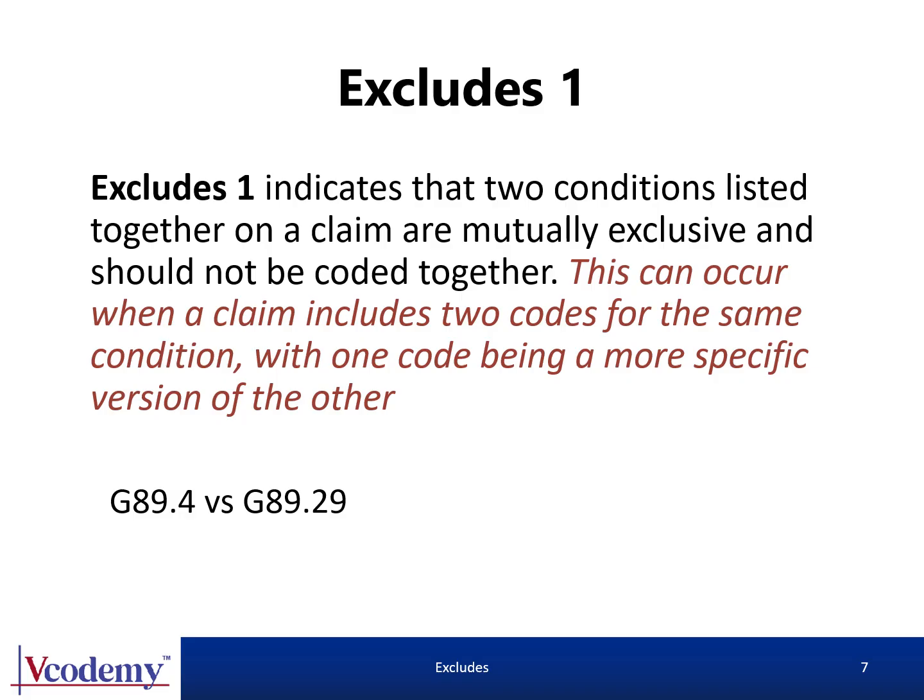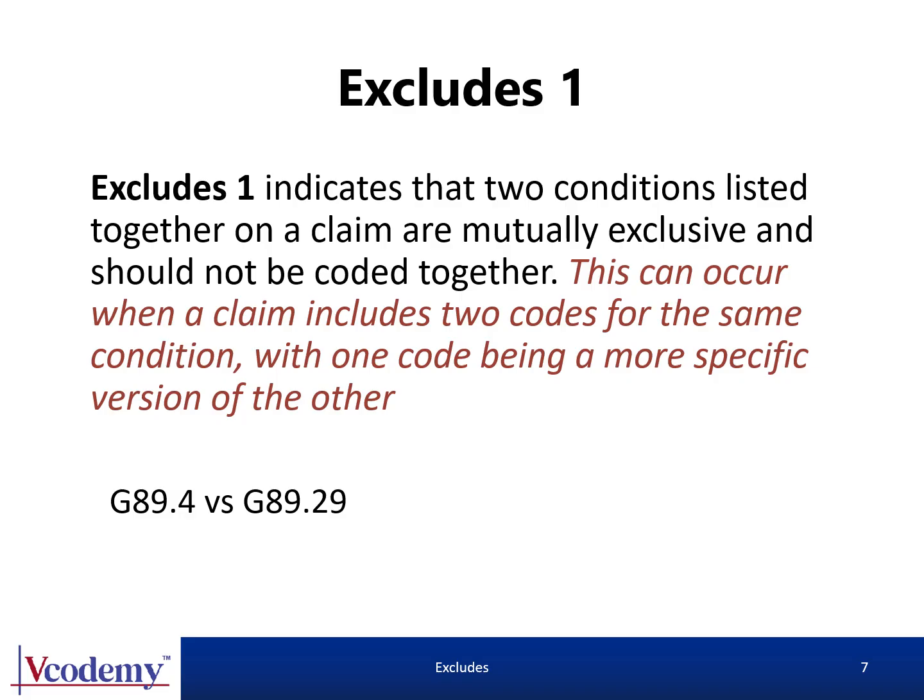Excludes 1 indicates that the two conditions listed together on a claim are mutually exclusive and should not be coded together. This can occur when a claim includes two codes for the same condition, with one code being a more specific version of the other. So for the same disease condition, when you take two codes, the codes will be overlapping. So that is not allowed.